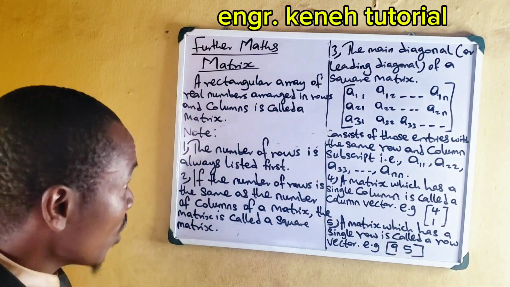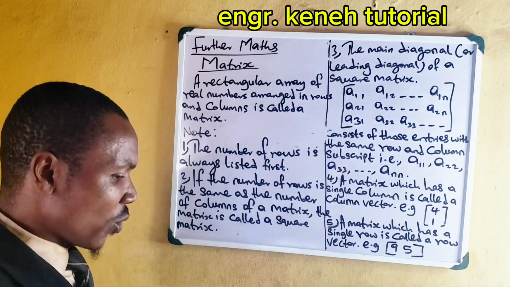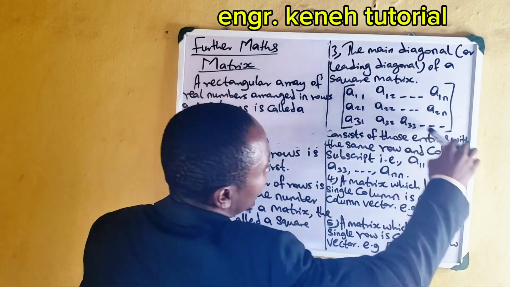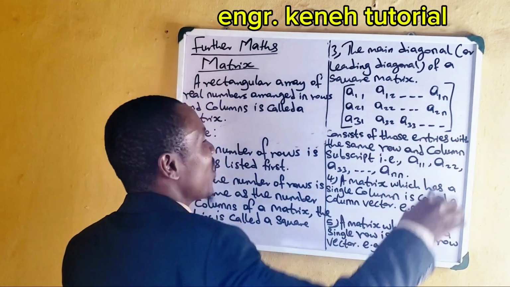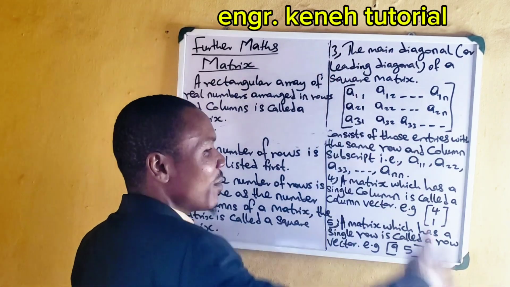All right. Next one you need to know is number 3, the main diagonal. What do we mean by the main diagonal? You know, a diagonal is a line like this one and this one. But look at the main one. Why is this one the main one? Because it starts from the top left. Can you see? That is the main one.